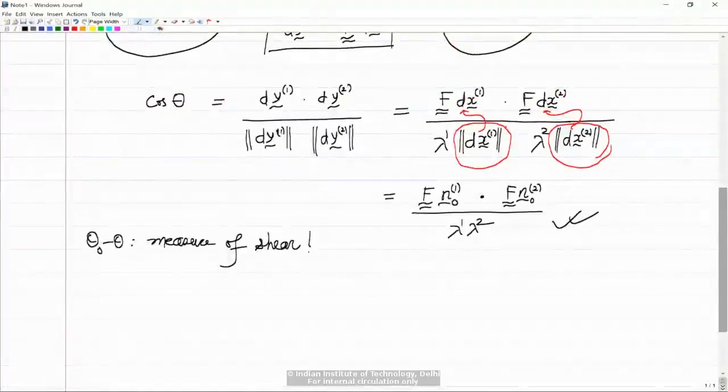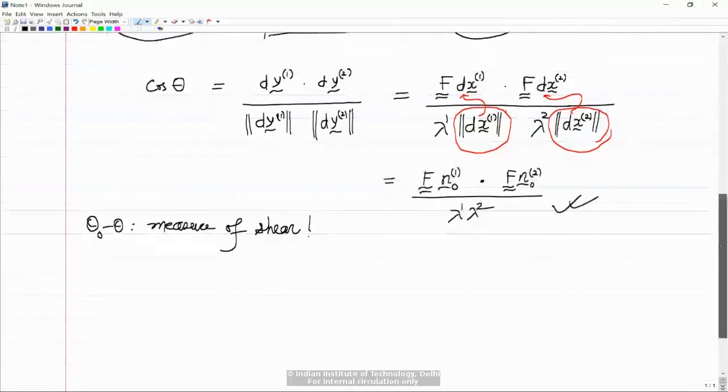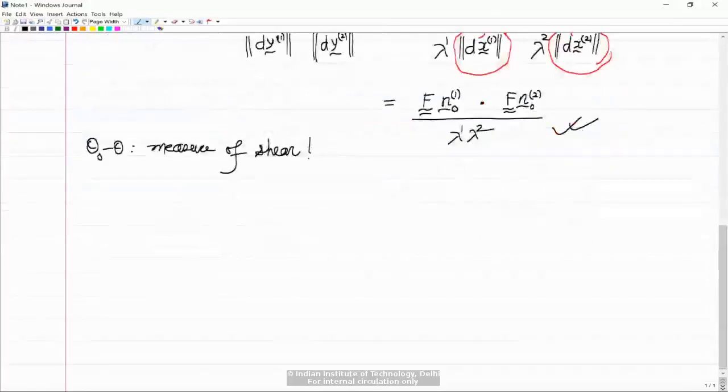So there is no unique value for shear strain at a point. It all depends on which two line elements you have chosen. And I hope you have appreciated this in your undergraduate class also. If not, then you should really appreciate it now that you have infinite values for shear strains at a point.